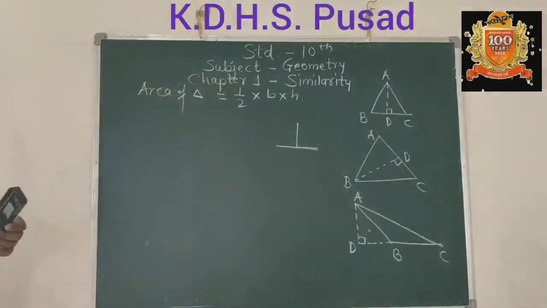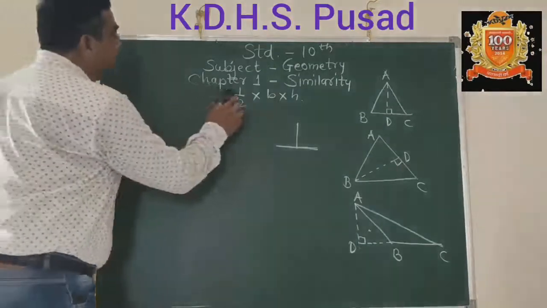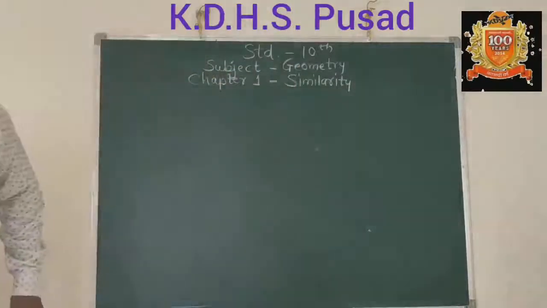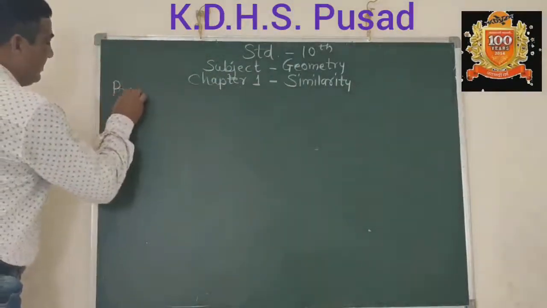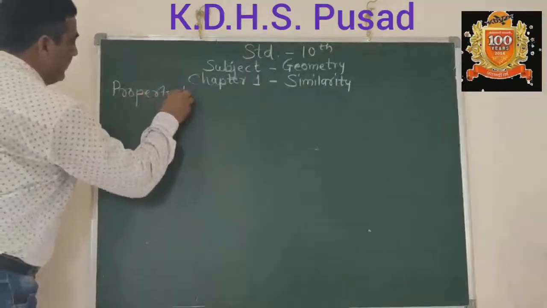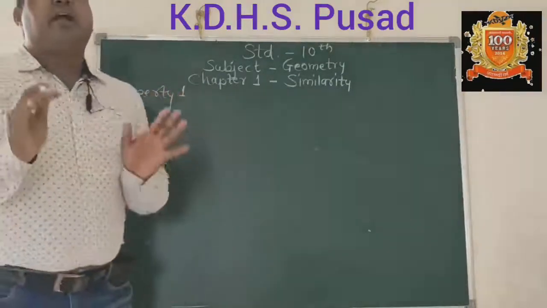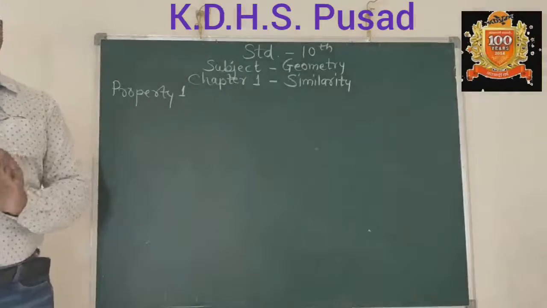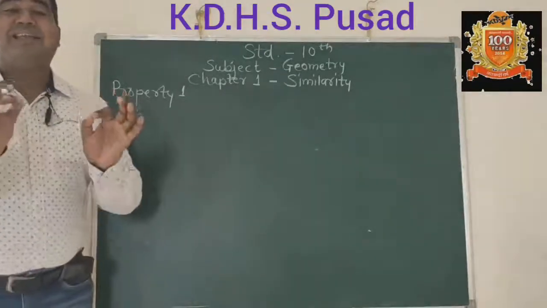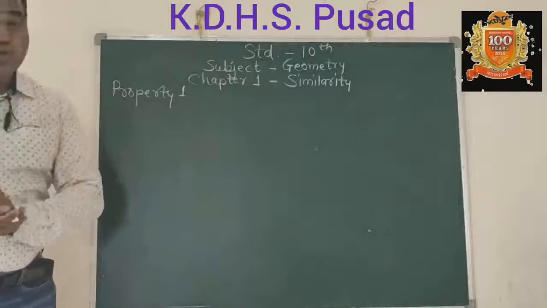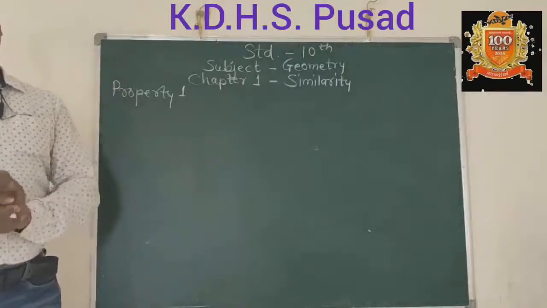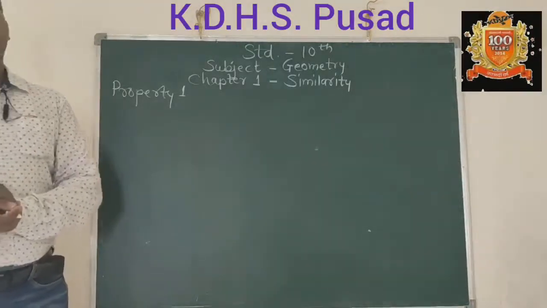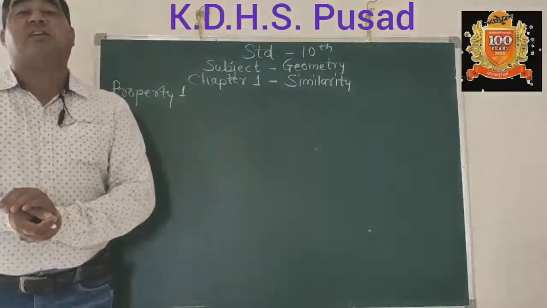Now on this basis, we have to start with property first. And that is the property that the ratio of areas of two triangles. Again I repeat. The ratio of areas of two triangles is equal to the ratio of the product of their bases and corresponding heights.